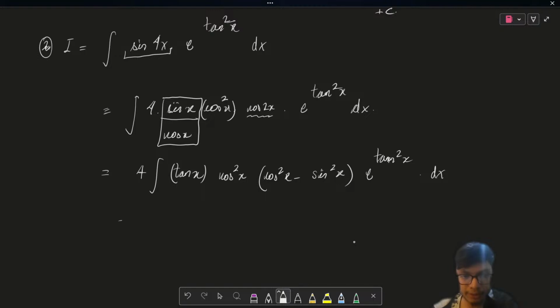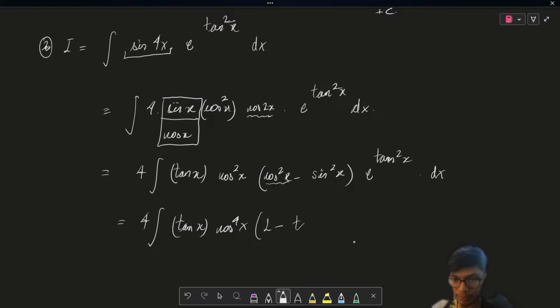So over here, from this particular solution, what I can do is take one more cos square x. If I take one cos square x common from this factor cos square x minus sine square x, so this becomes tan x, and this will become cos to the power 4x multiplied with 1 minus tan square x, and then we'll have e to the power tan square x and dx. This will be the simplified version.